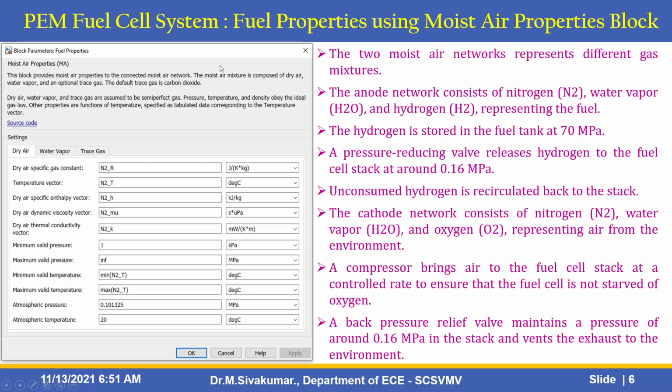Here in this fuel cell valve system, here are the fuel cell properties, obtained from the moist air blocks. By using this block, the moist air properties block, we are able to represent different gas mixtures. Here the anode network consists of nitrogen, water vapor, and hydrogen representing the fuel.